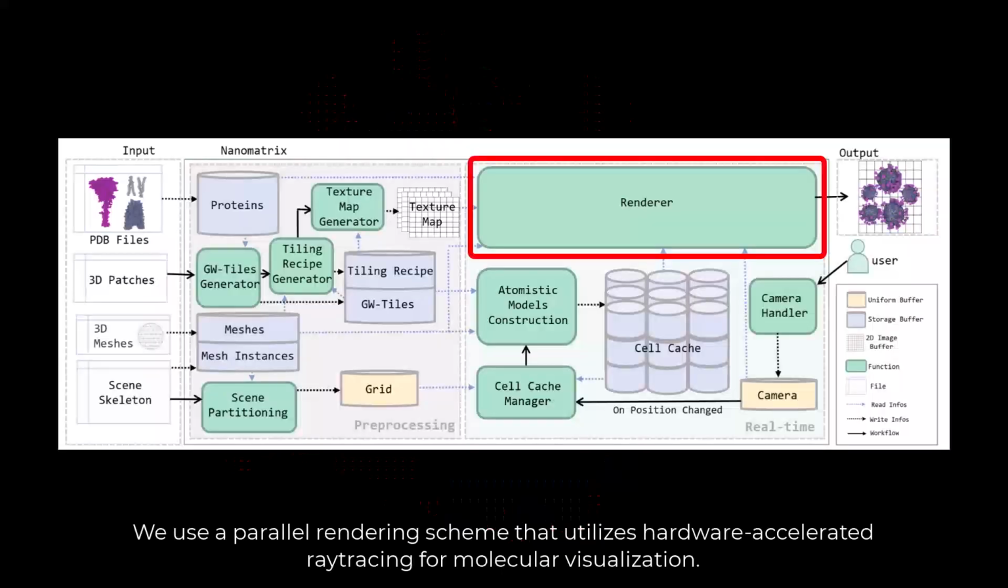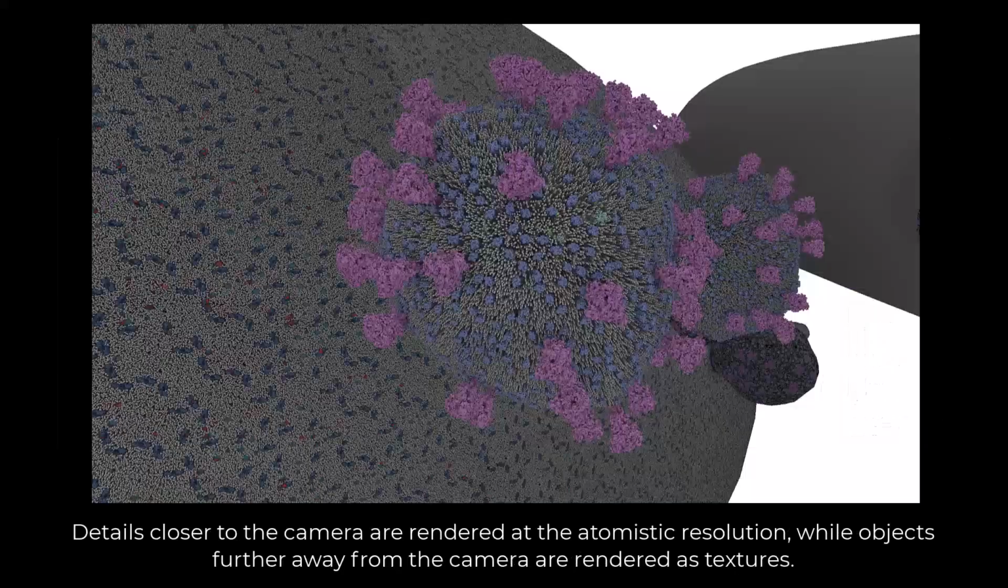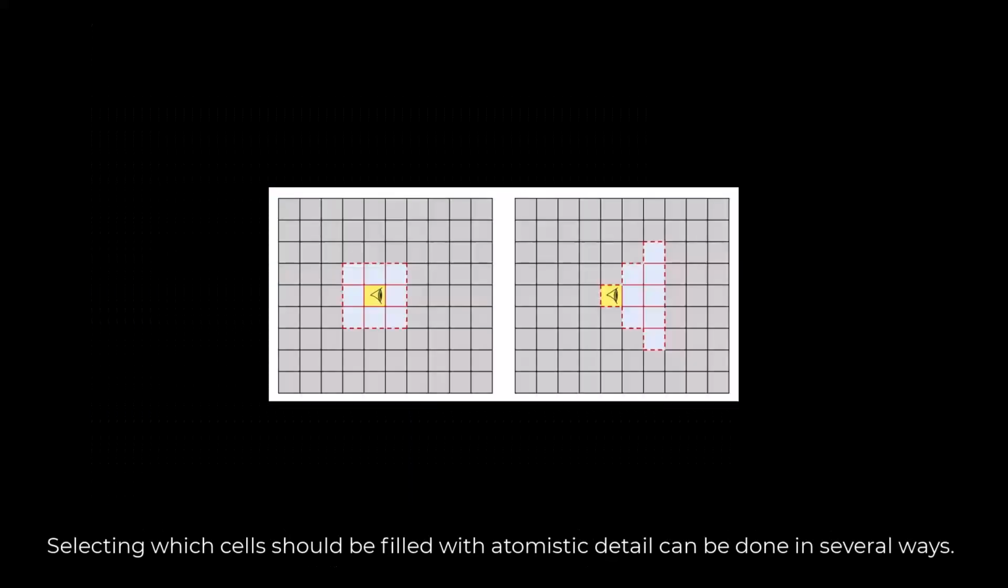We use a parallel rendering scheme that utilizes hardware-accelerated ray tracing for molecular visualization. Details closer to the camera are rendered at the atomistic resolution, while objects further away from the camera are rendered as textures. Selecting which cells should be filled with atomistic detail can be done in several ways.